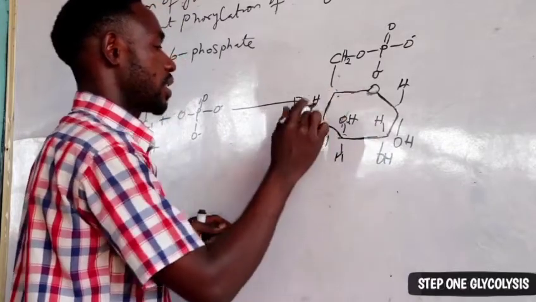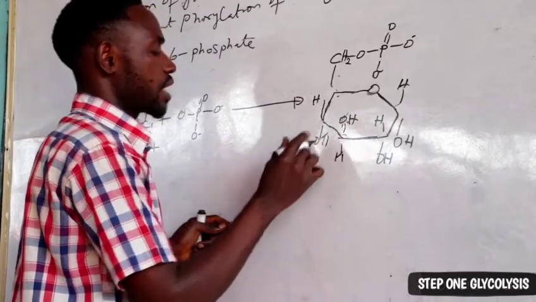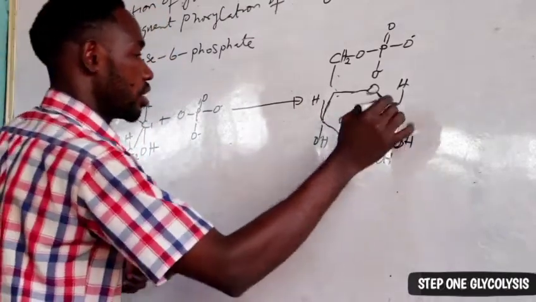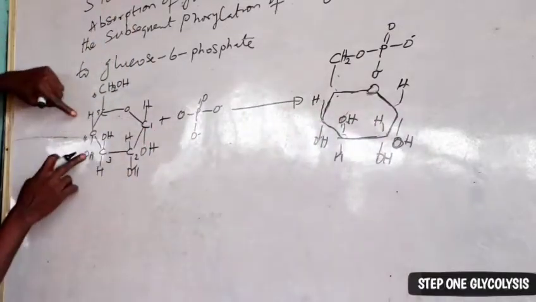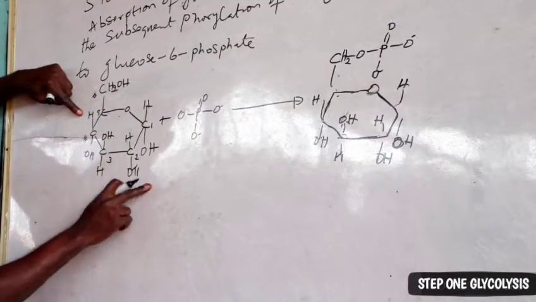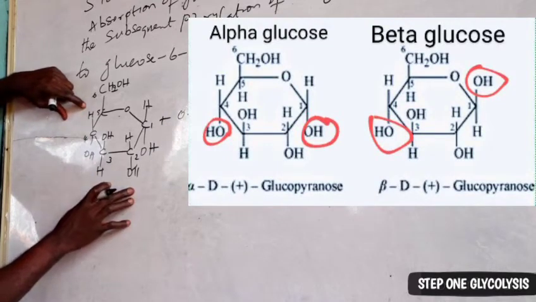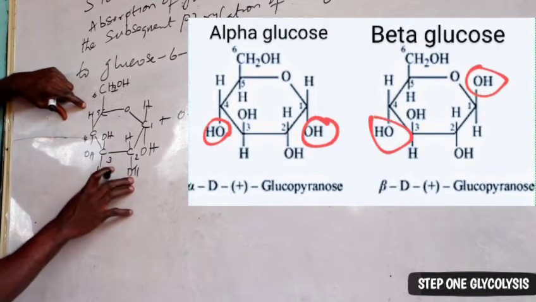So this is still accepted. But please, this is alpha glucose, that's alpha in the sense that the OH, this is carbon number 1 and 4, the OH is down and down. Don't put OH here and H here. This one should be beta glucose, and it doesn't take part in this phosphorylation.